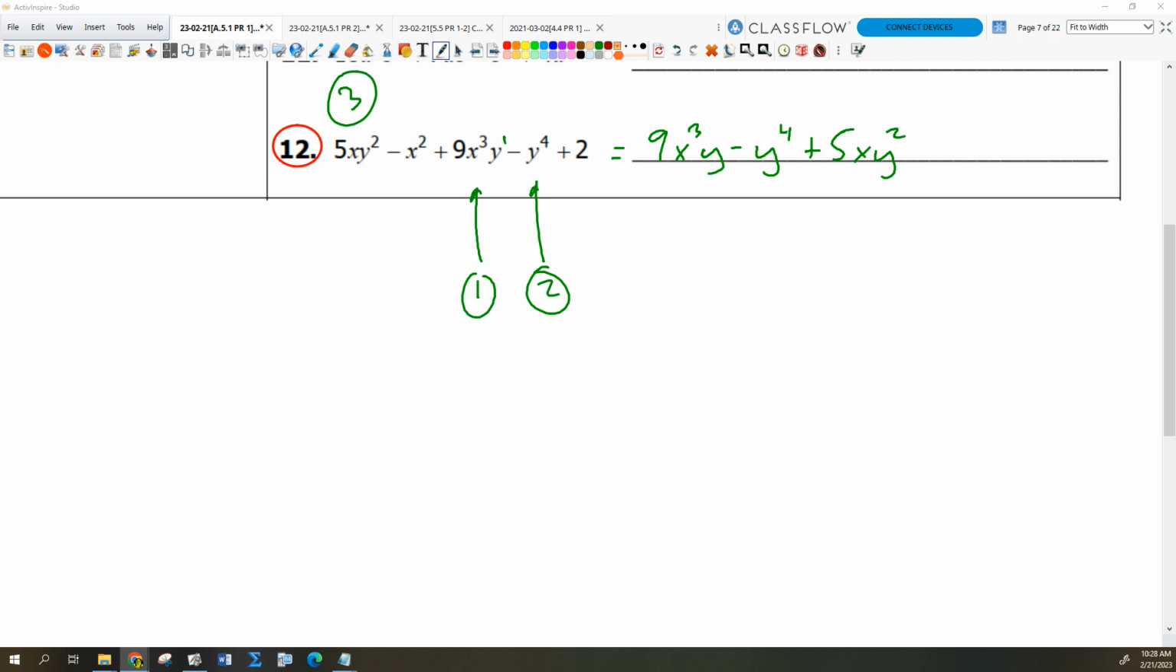What's next? Negative x squared. Yeah, there we go. That's 4. And then finally, plus 2. Okay, give me 1 to 5. Does that all make sense? How we organize those things? Okay.